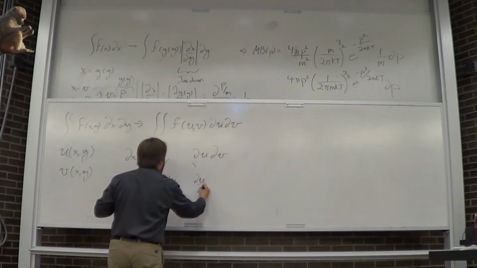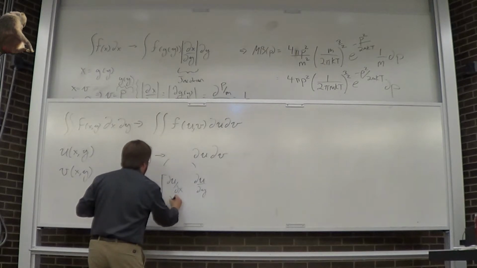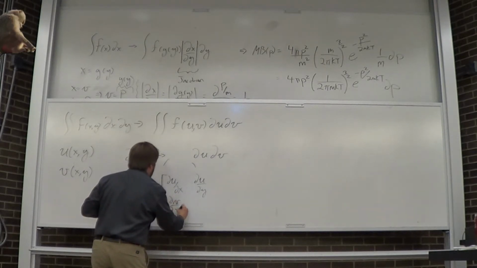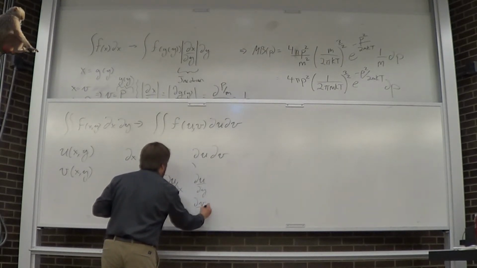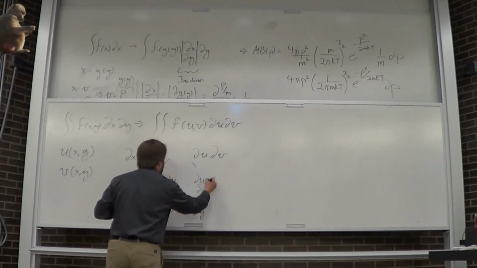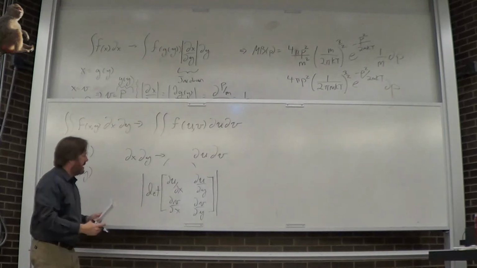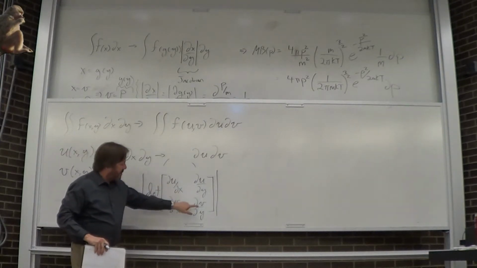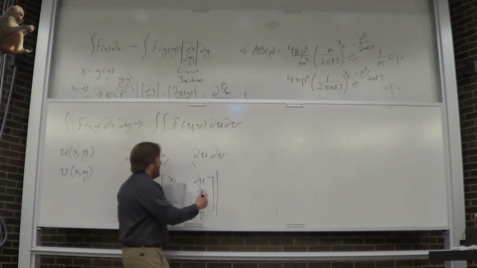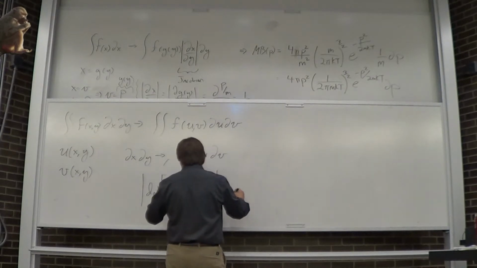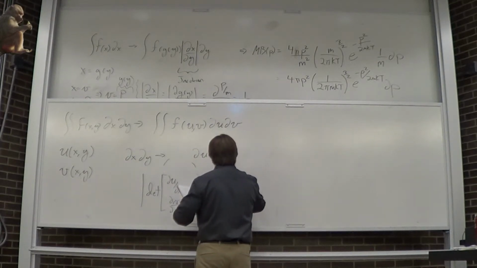du/dy, dv/dx, dv/dy. Okay, here's a matrix. The determinant of that matrix is this times that minus that times that. Of course, there's an absolute value, just in case you get a negative.